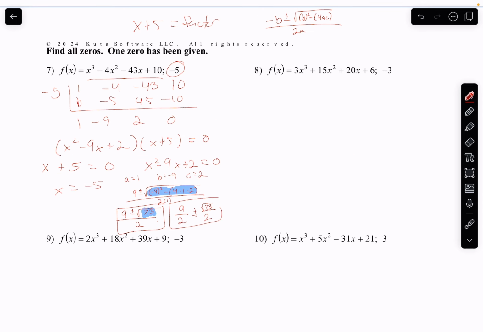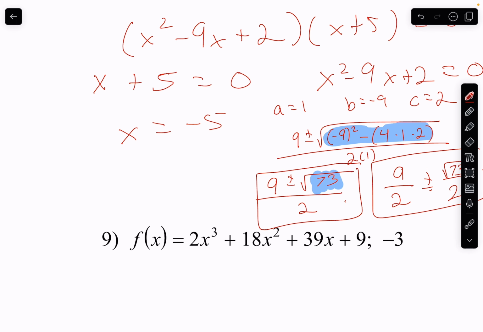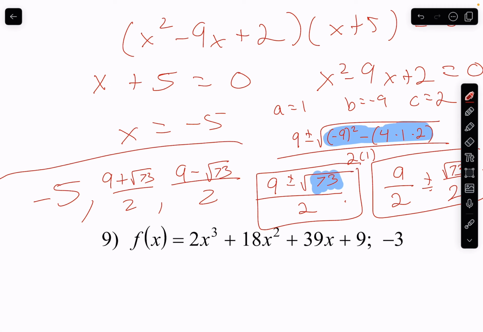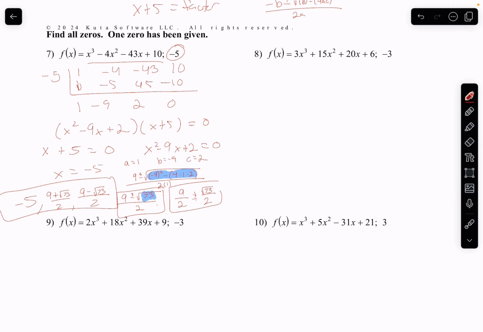So then I guess our final answer here, when it's asking for the zeros, you would do -5 and then either give one format of these. I'll just give the first one that we were using. We have 9 plus root 73 over 2 and 9 minus root 73 over 2. And these would be all of our zeros. And again, this makes sense.